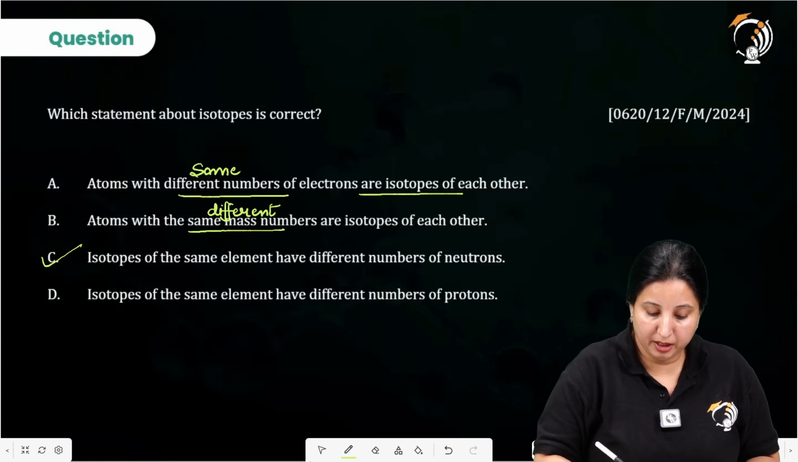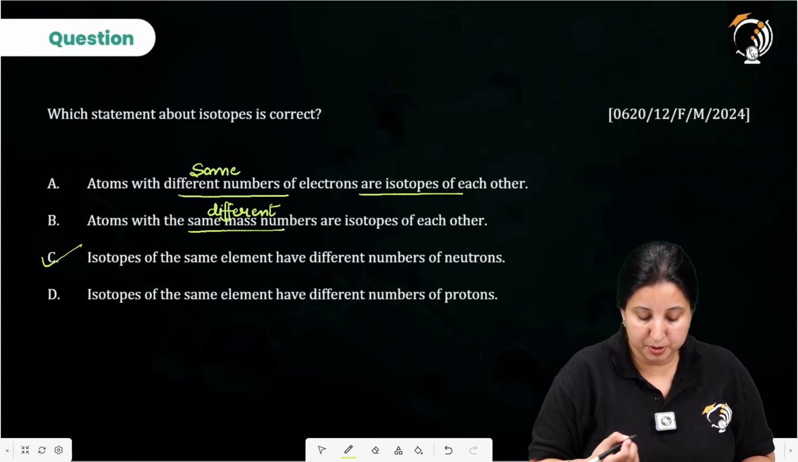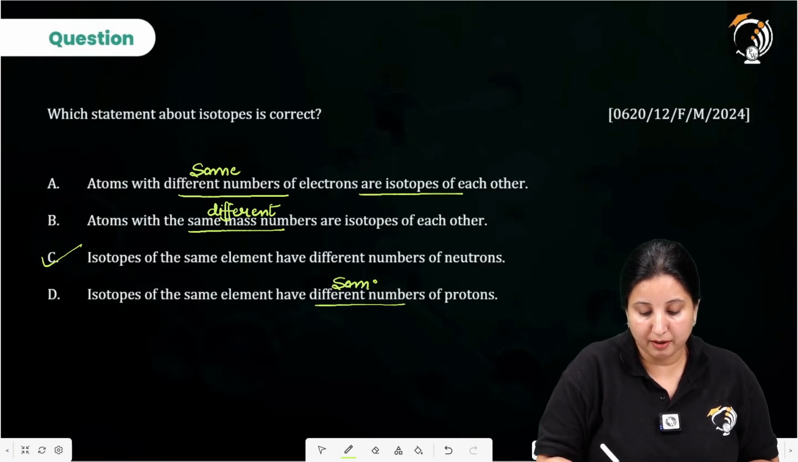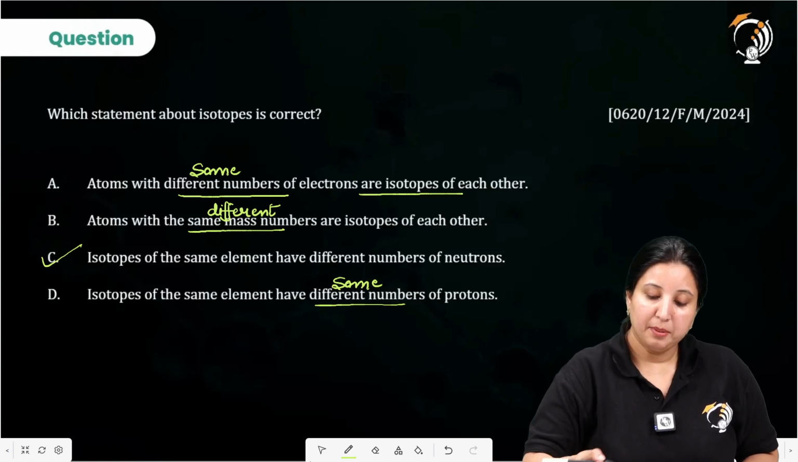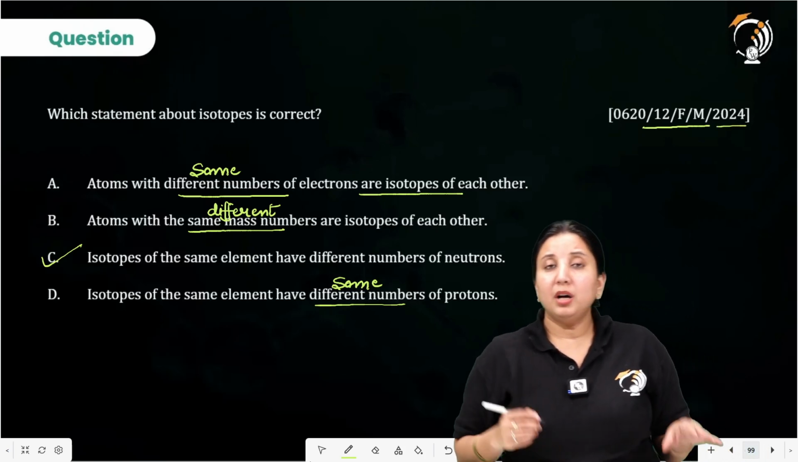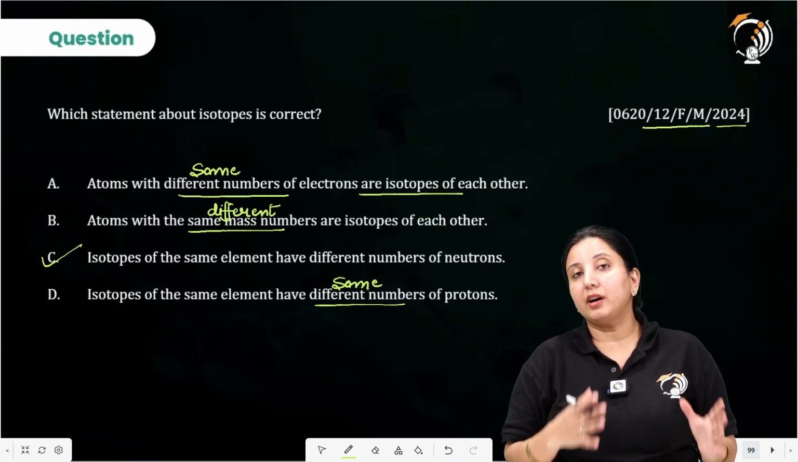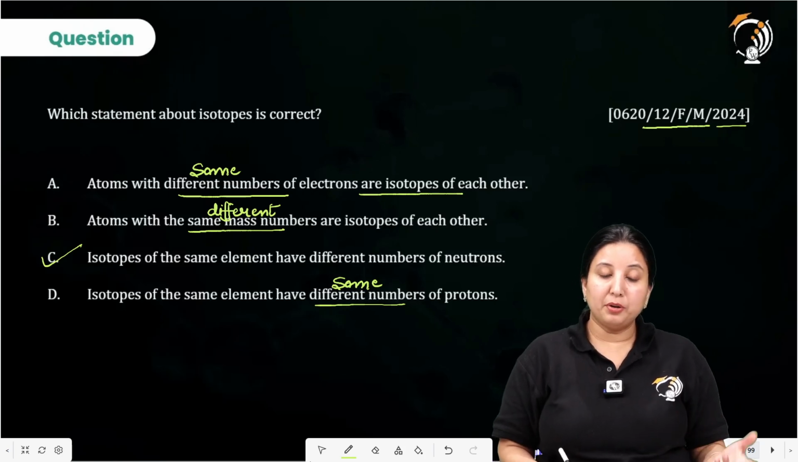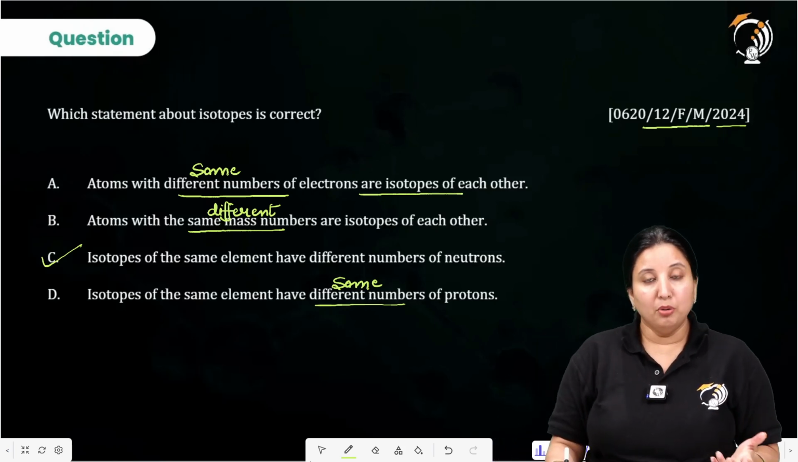And if I look at option D, they have mentioned isotopes of the same element have different numbers of protons. No, they are going to have the same number of protons. Basically, it is from the variant book 12 February March month and 2024 year. So, a lot of questions again and again we are getting from the isotope topic. And if you look, all we are doing is 2024-2023 only.